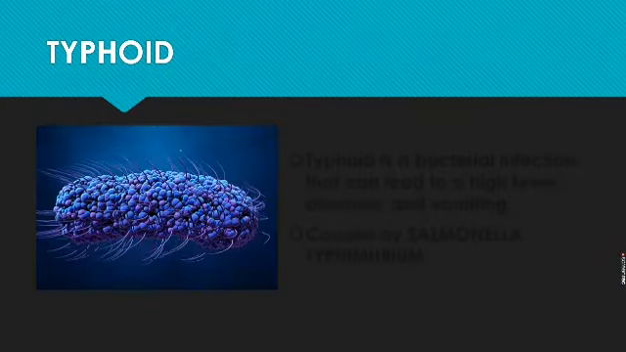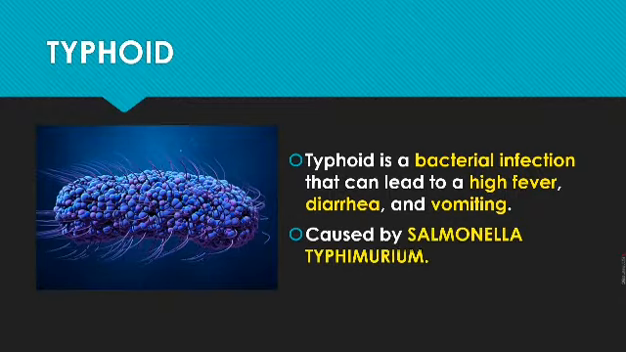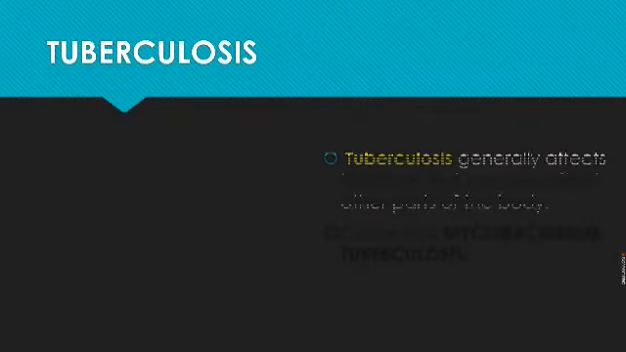Typhoid is a bacterial infection and it can lead to a high fever, diarrhea, and vomiting. As you can see in the picture, this is the bacteria which causes the disease, and it is caused by the bacteria Salmonella typhimurium. And the yellow parts which I have underlined are very important words, so please mark these words. The important point in this slide is the bacterial cell which causes typhoid, which is Salmonella typhimurium. Then in the next slide we will learn about tuberculosis.